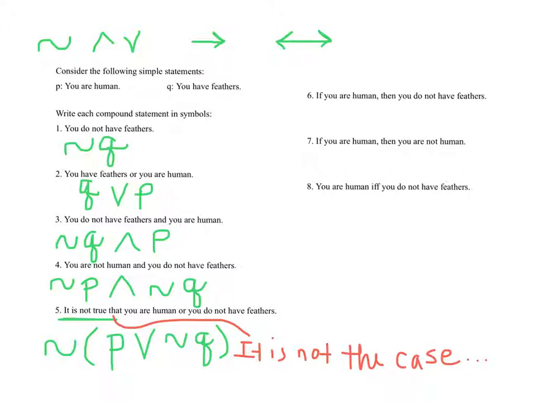If you are human, then you do not have feathers. Okay, so this is an if-then statement. So what I'm saying is, if you are human, so that's P, so P comes first, then you do not have feathers. So P, arrow, you do not have feathers. So you have feathers is Q, so I need the negation of that. So not Q.